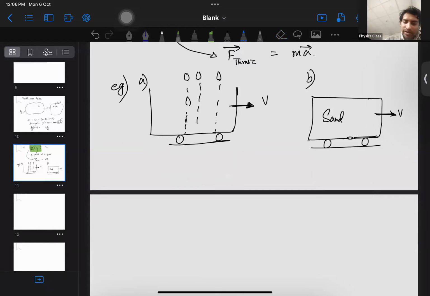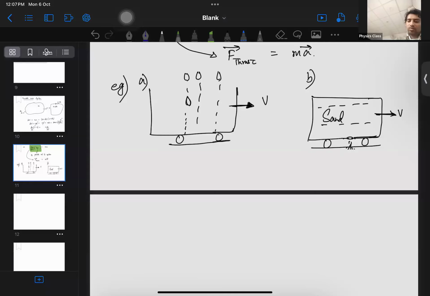So let us say that in both the cases, the rate at which the mass is changing of the system is the same. Let's say first case dm by dt is positive. Second case, the sand is leaking out over here from the system. It is just leaving the system, and you can say that it's being released.